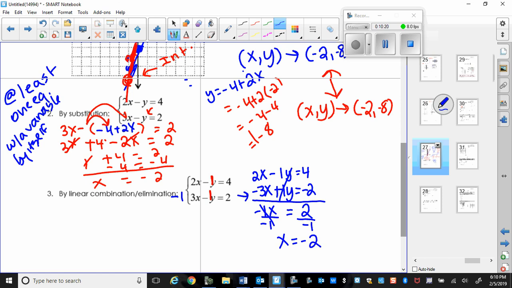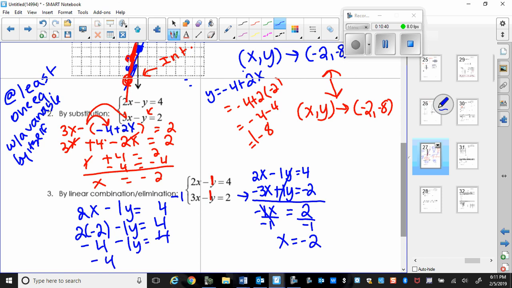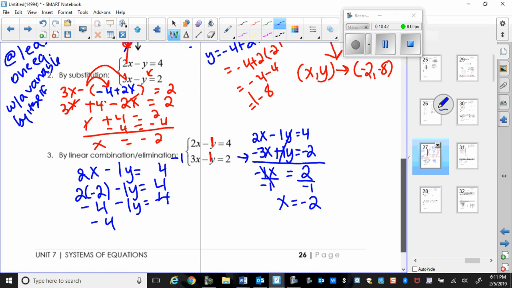Now I need to find y, so I pick an equation. I typically pick the first one. So 2x's minus 1y equals 4. So I know what x is. It's 2 times negative 2 minus 1y equals 4. That's negative 4 minus 1y equals 4. Subtract 4 on both sides.